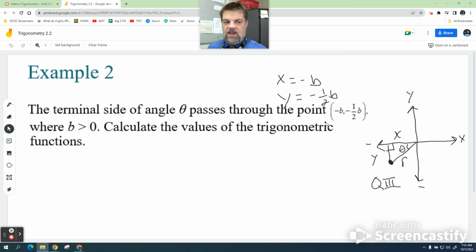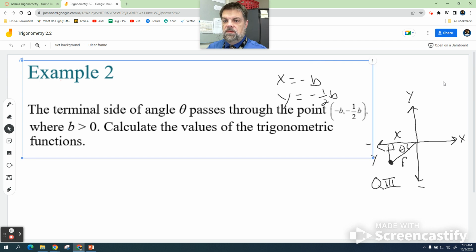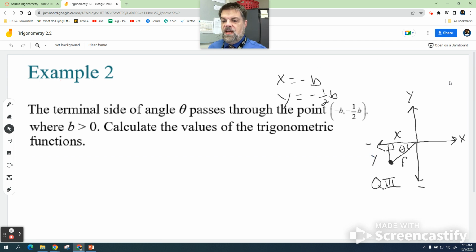It says calculate the values of the trigonometric values, okay? So we're going to use the reference angle on this, but here's the trick to this, all right? My reference angle down here is theta, okay? But I need to keep in mind that my x value will be negative, right? So what does that mean?